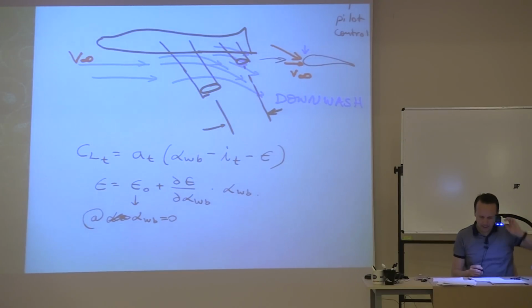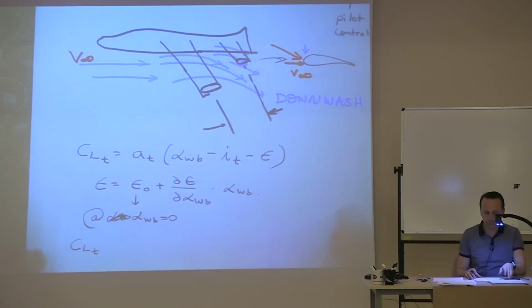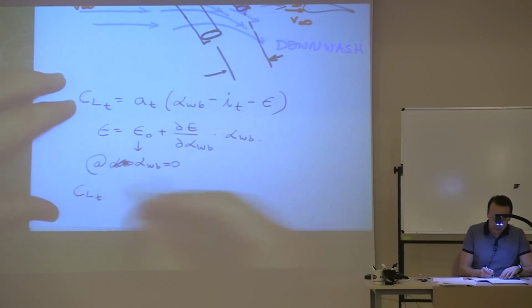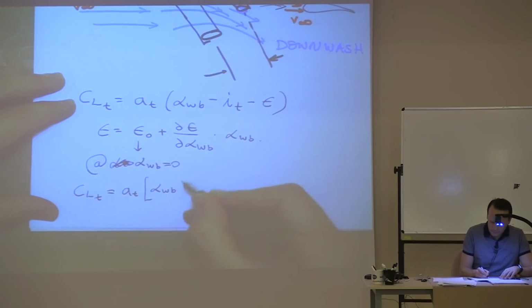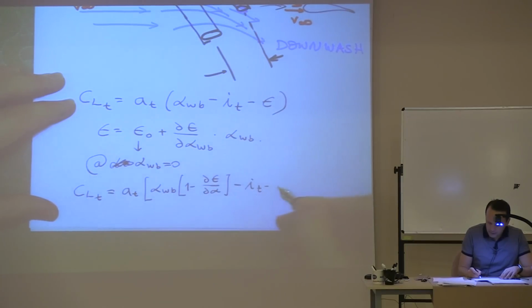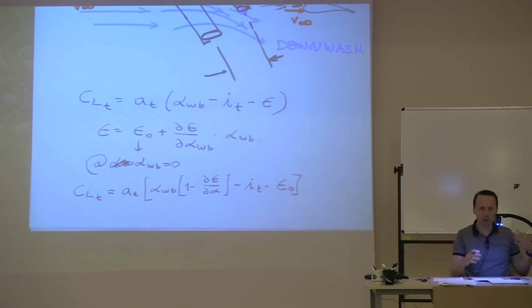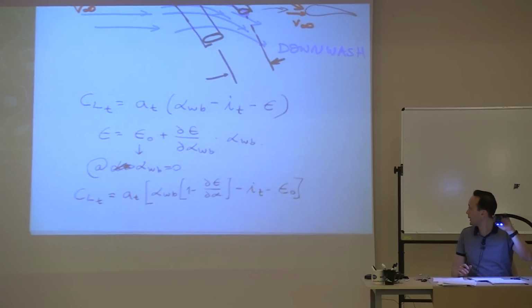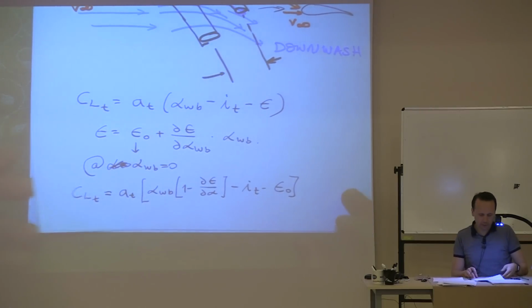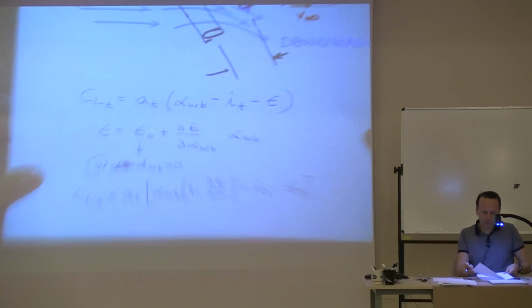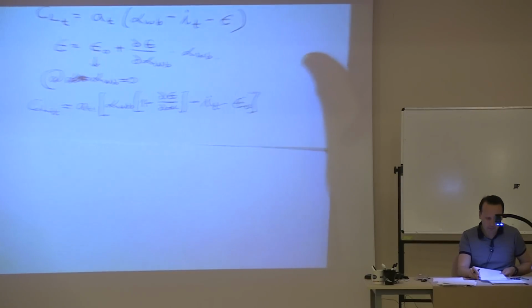All right. So then the lift from the horizontal tail will finally be AT times alpha wing body times 1 minus del epsilon del alpha, minus IT minus theta 0. You see, you can complicate things really by adding more effects to the whole thing. So ultimately now we have the tail, okay?